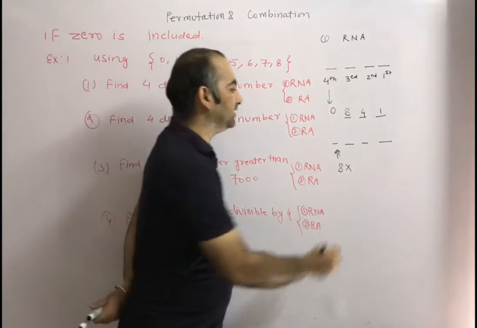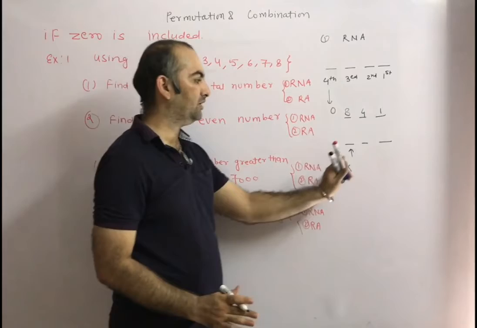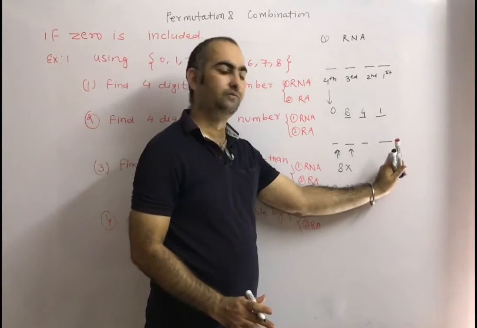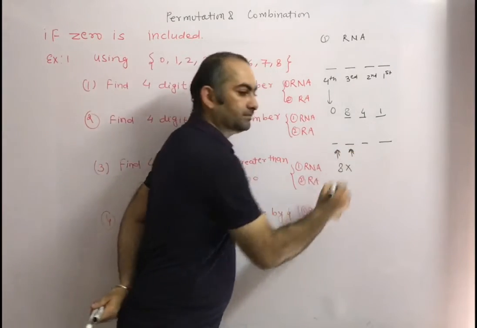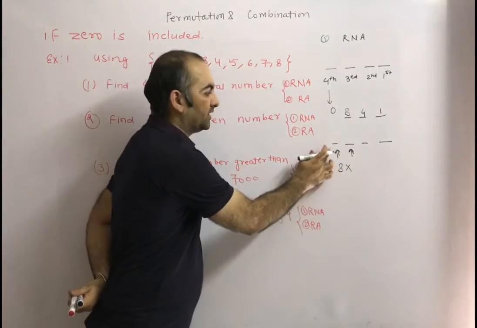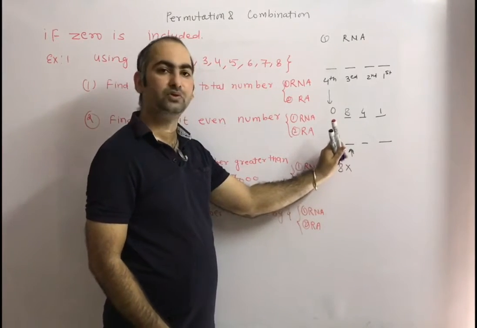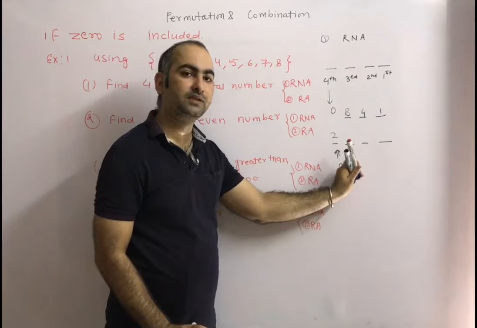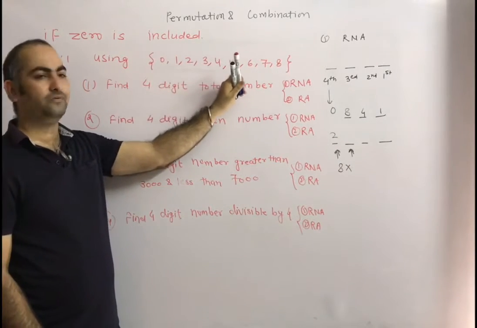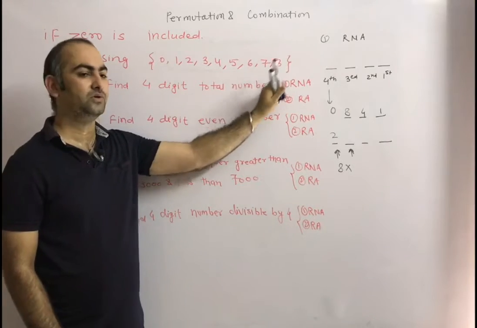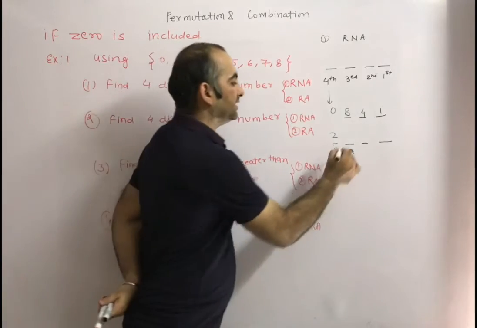Now you are filling this place. After filling the 4th place, you can start from any other place: the 3rd, the 2nd, or the 1st. I am filling the 3rd. Now suppose at the 4th place 2 is coming. At this place 2 can't come because 2 will not repeat. Other than 2 we can put any number here: 0, 1, 3, 4, 5, 6, 7, and 8. How many numbers can we put here? 8 numbers.